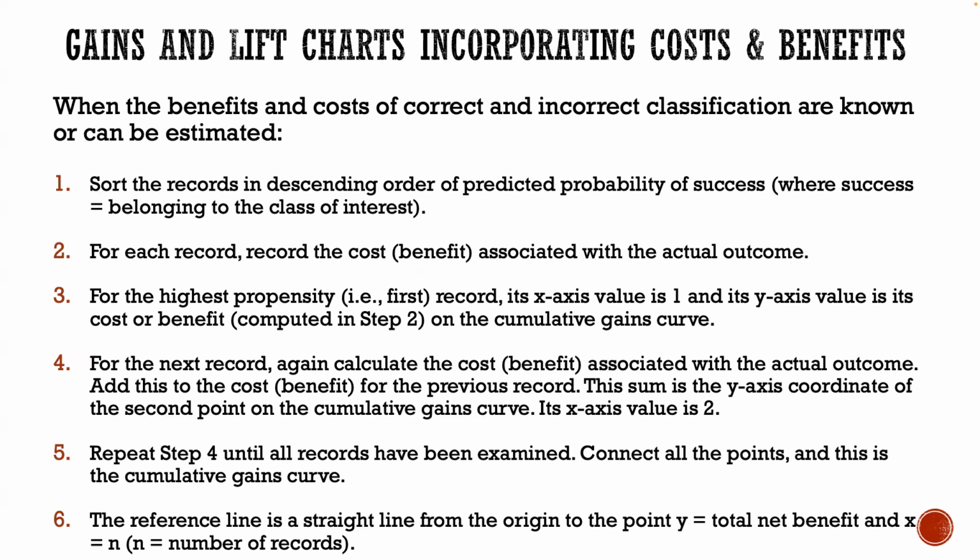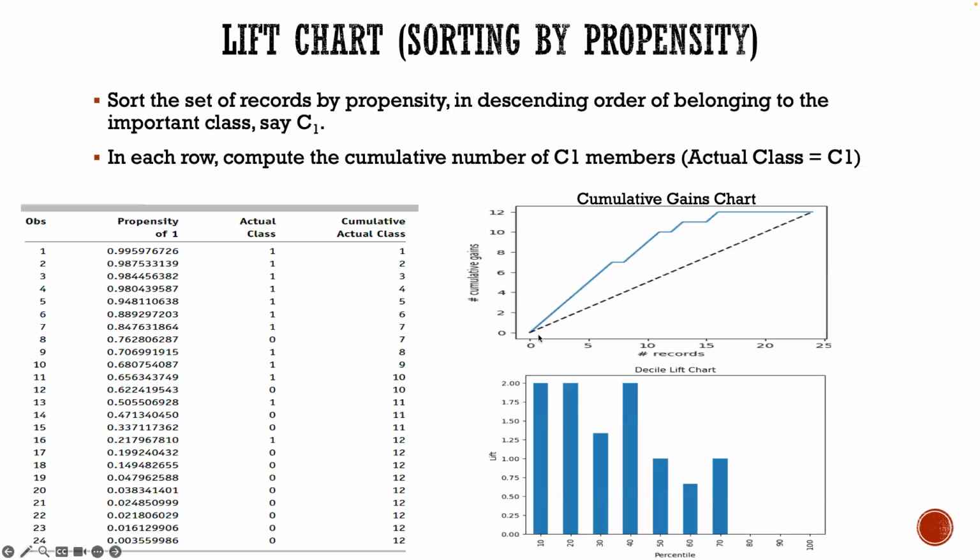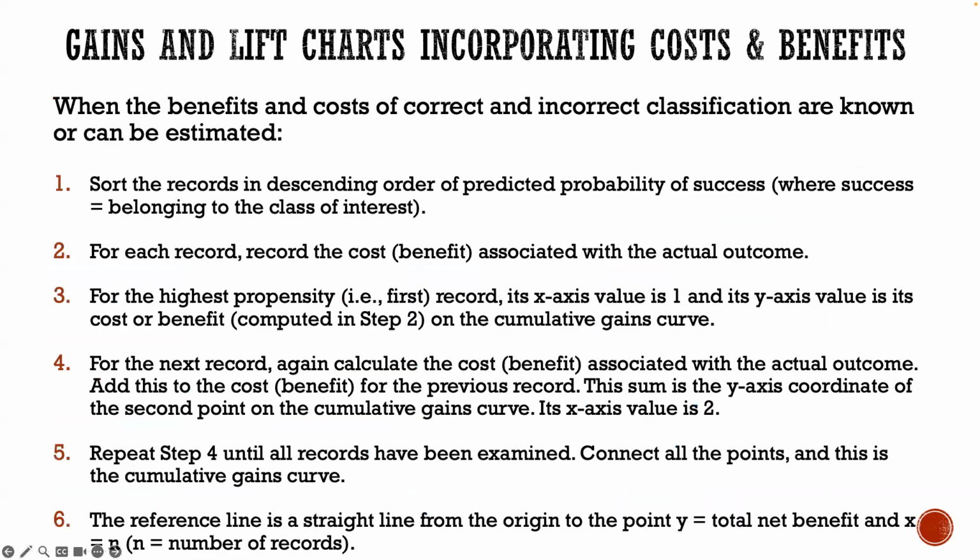So it's not the count. We saw this example where the Y was cumulative gains in terms of the number of counts, in terms of how many we correctly classified. But here, what we're saying is the Y-axis will now change to the cost or benefit. So we could do that.